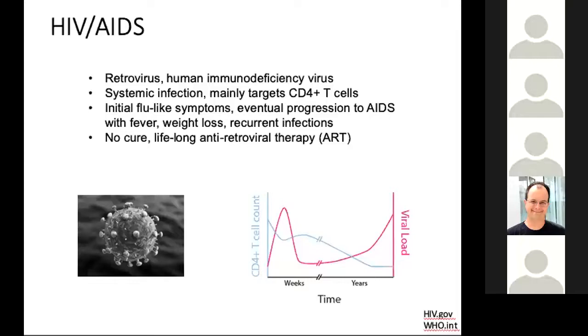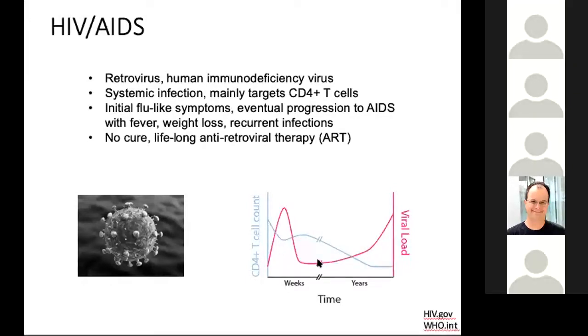When you get infected, it's initially associated with flu-like symptoms. And this graph on the bottom right shows the typical figure that you always see associated with HIV infection, where upon initial infection, you see an early spike in the viral load. And this is associated with a decrease in the CD4 positive T cell count. But then this viral load drops down to some set point. And this set point can be maintained for months or years, as there is a slow decline in the CD4 positive T cells and a slow creep in the viral load.